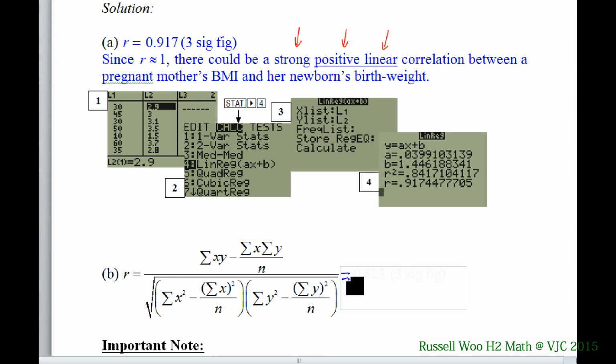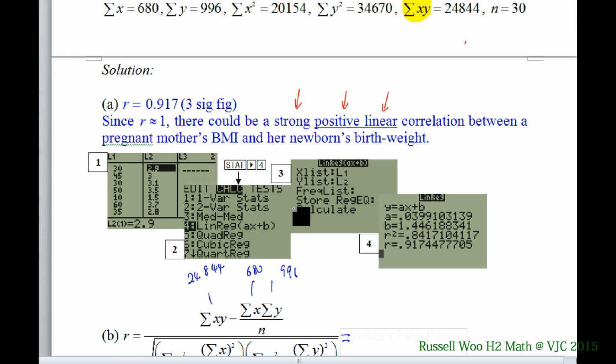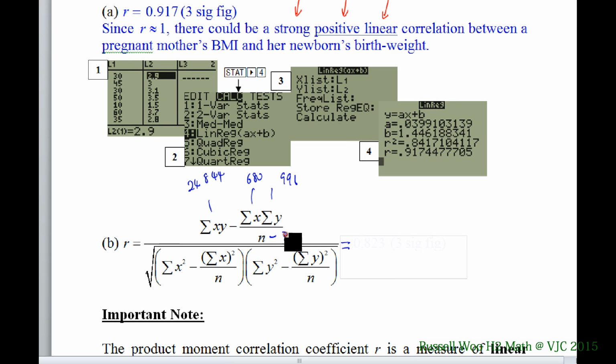Okay, you just substitute summation xy as this is 24844. Then this one substitute, you get 680. This one is 996. Then this one is 30. You just dump all the values in. Your final value should be 0.823. Go back and try this one. I'm not going to spend too much time. You just substitute the appropriate values and we get the answer.